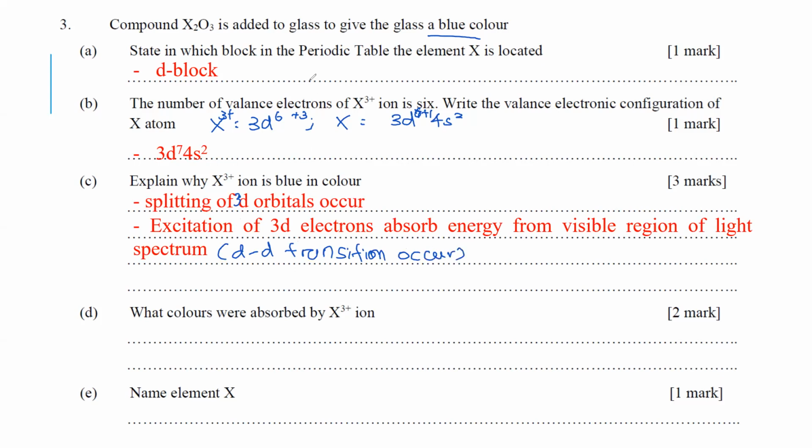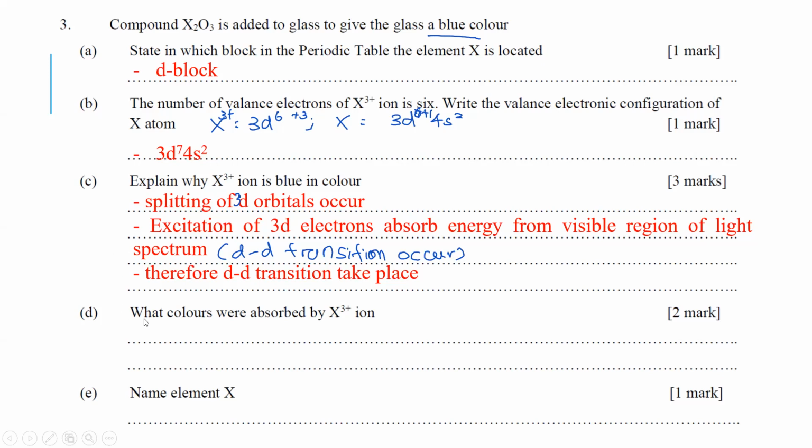So they expected this answer. You have an extra point that you have to make, that excitation of the 3d electrons absorbs energy from the visible region and causes d-d transition. Sorry for that, because this is how you should answer.